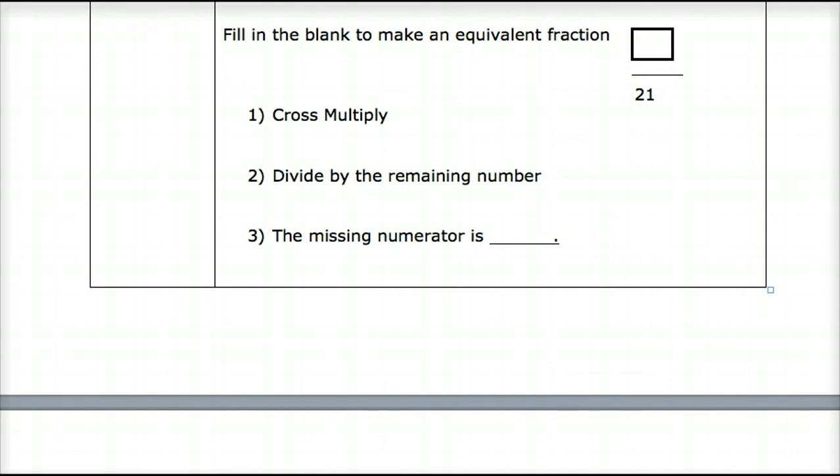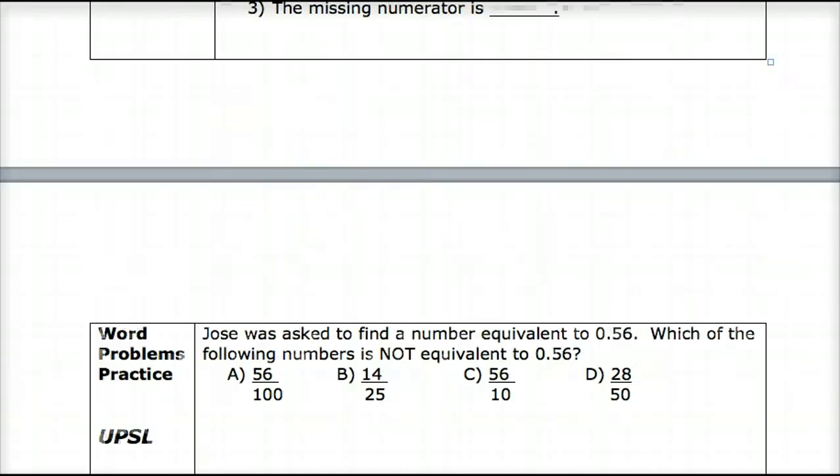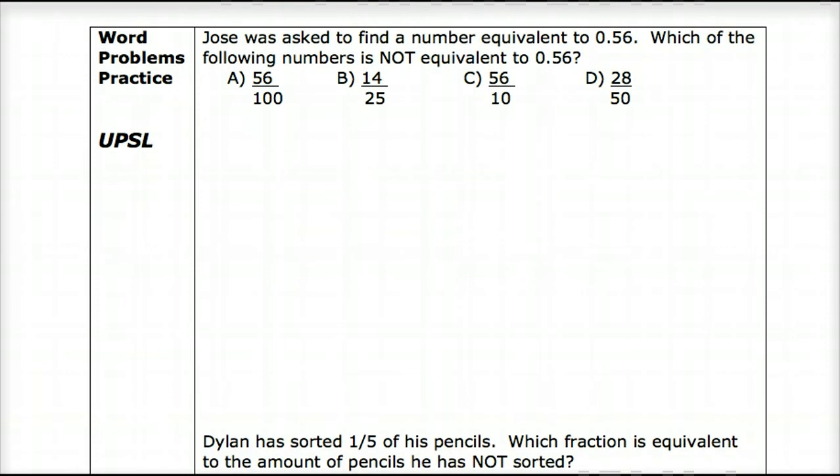Let's now give this a try with a couple of word problems. The first word problem says that Jose was asked to find a number equivalent to 56 hundredths. Which of the following numbers is not equivalent to 56 hundredths? We know that first off we need to discover the question that we are trying to solve for. In this case it says which of the following numbers is not equivalent to 56 hundredths.